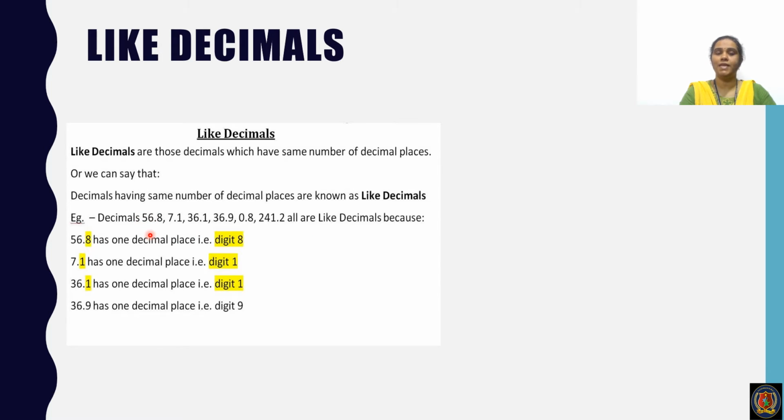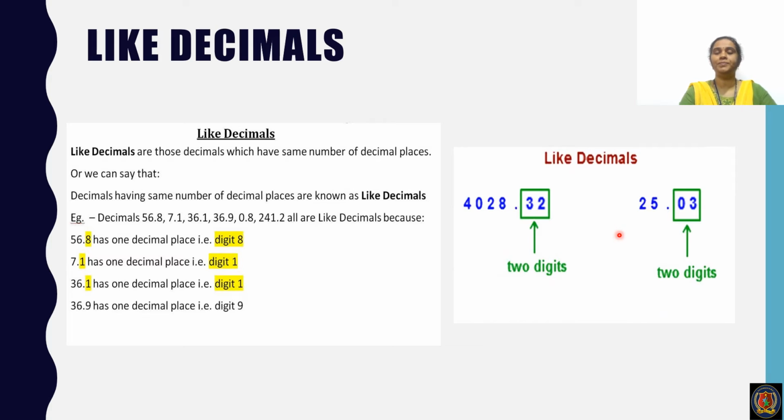Here in 56.8, the number 56 is a whole number. It has two places. And in 241.2, the whole number has three places. So you should not consider the whole number part. Only the decimal part you have to see. And if it has the same number of decimal places, then the numbers are said to be like decimals. Let us see one more example. 4028.32 and 25.03. Here you have two digits in the decimal part and here also you have two digits in the decimal part. The number of decimal places are the same. So these two numbers are said to be like decimals.